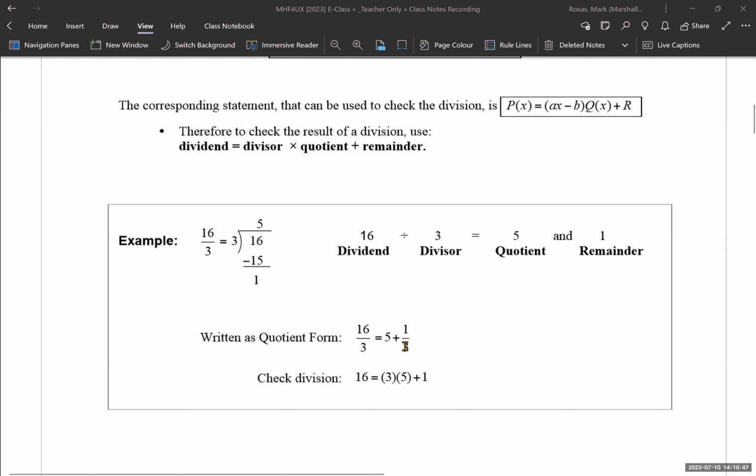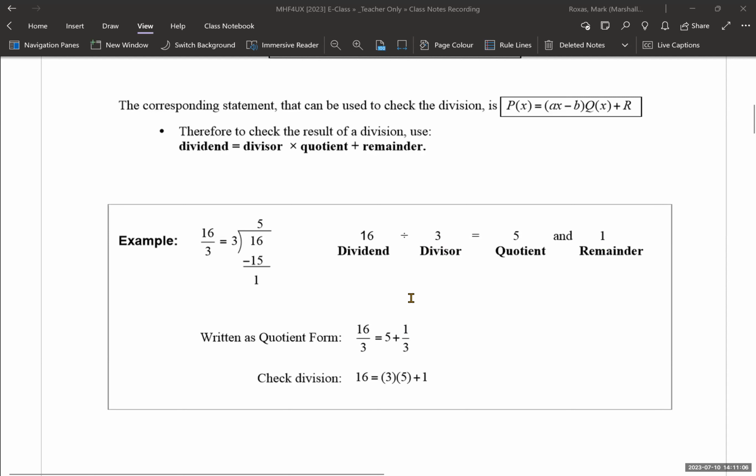And why 1/3? Well, remember, it's quotient and remainder. It's not 5 plus 1. That would be 6, which wouldn't make any sense. It's the quotient plus the remainder, 1. If you were to continue the division, the 1 would continue to be divided by the divisor 3. So it's 5 plus 1/3.